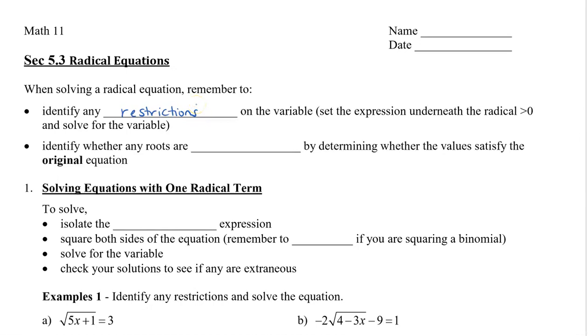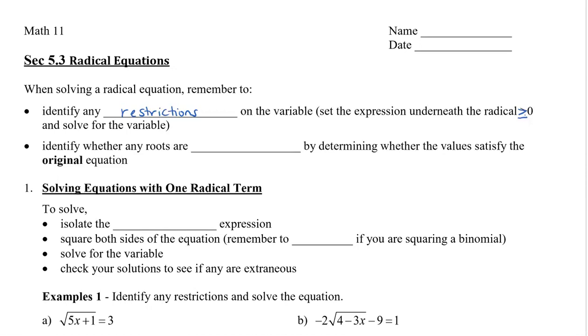And you do this by setting the expression underneath the radical symbol to be greater or equal to 0. Right here, I only have greater, so I'm going to put greater than or equal to 0. And then you want to solve for the variable in this little expression.